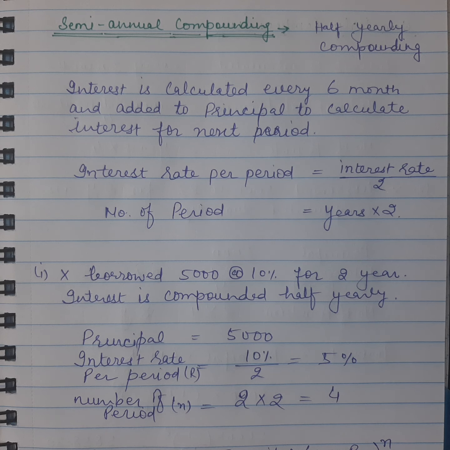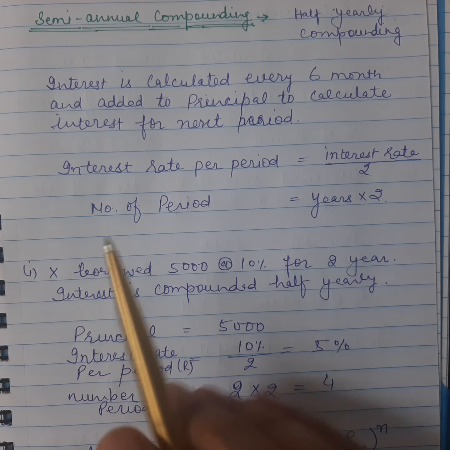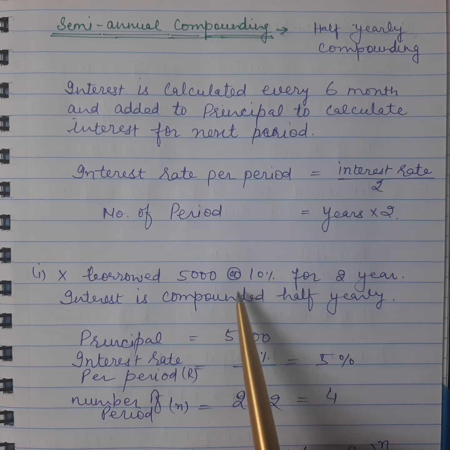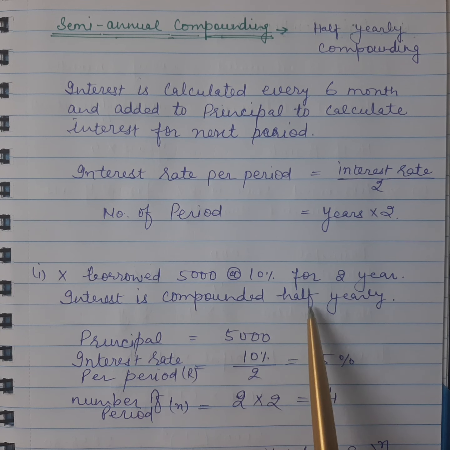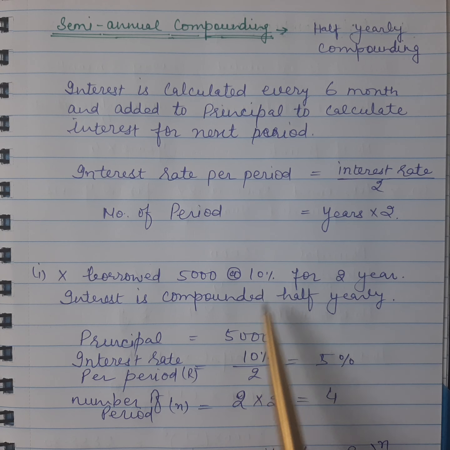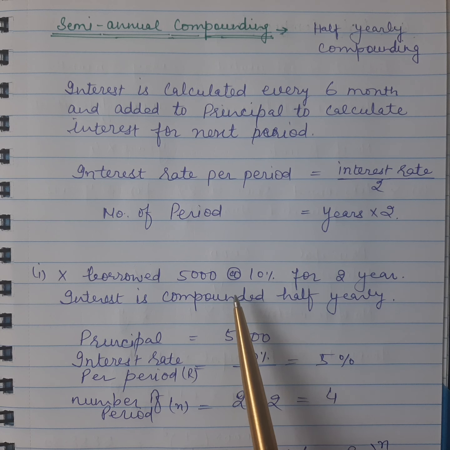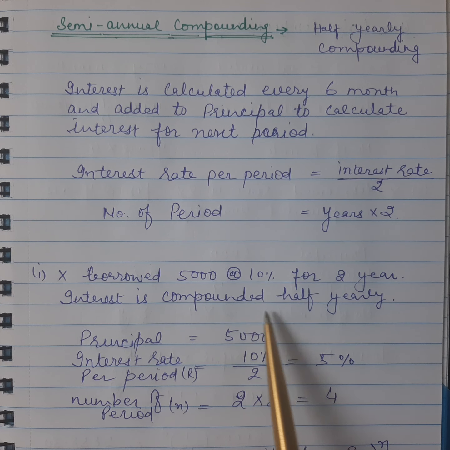So let's understand with the help of one example. X borrowed 5,000 at the rate of 10% for 2 years. Interest is compounded half yearly. Interest is always given in yearly terms. So principal here is 5,000 rupees. Interest rate per period R here will become different because the interest is calculated half yearly. So we'll calculate the interest rate per period, which is 10% per annum divided by 2, so 5% per period or half yearly.